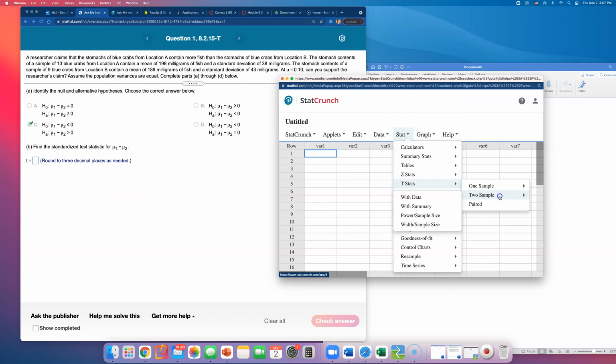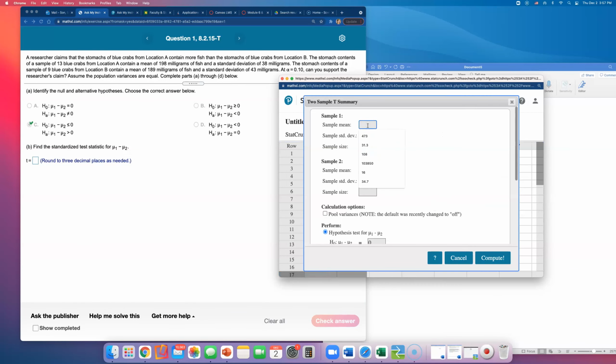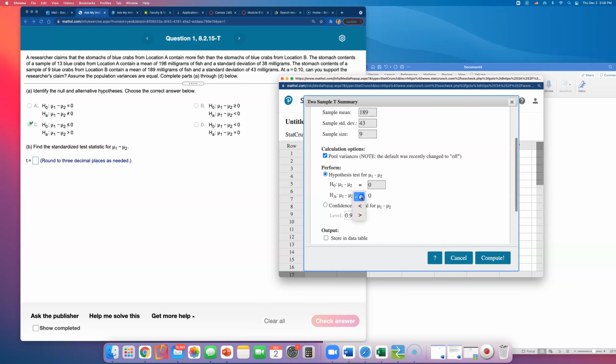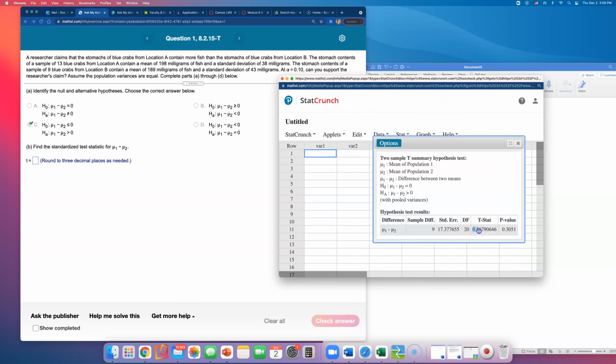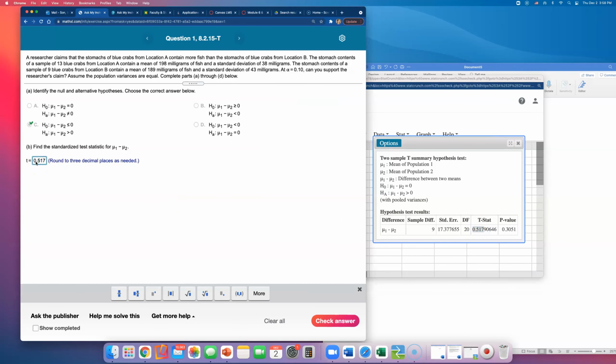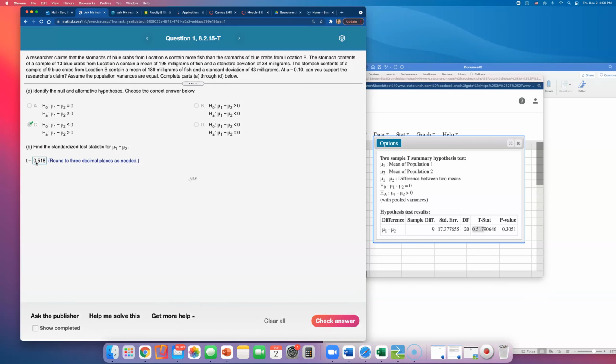Stat, T-stat, two sample with summary. And I typed in what? 198, 38, 13, 189, 33, and 9. Pool variance. My browser just closed, I think. That's why I have to retype all these in again. Alright. But that's it. That is the standardized test statistic. So I'm going to have to round that up to 8 over there.